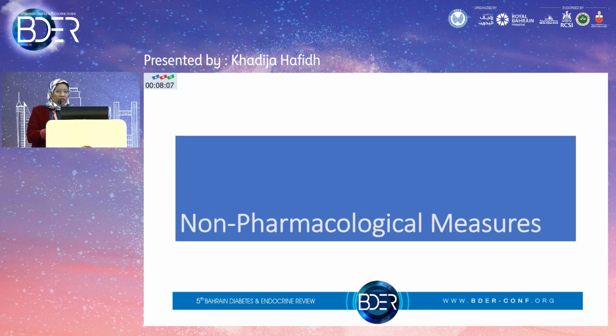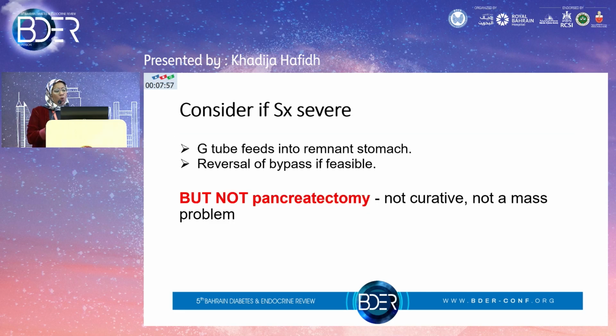So what about the non-pharmacological measures? You've done the diet, you've done the drugs, and still the patient is complaining of these hypoglycemic episodes. One might have to resort to putting a G tube into the remnant stomach, and maybe you might consider reversing the bypass if that is feasible. However, pancreatectomy is not a solution, whether partial or total, because it's not really curative, and I showed you earlier that it's not an anatomic problem, it's a functional problem.